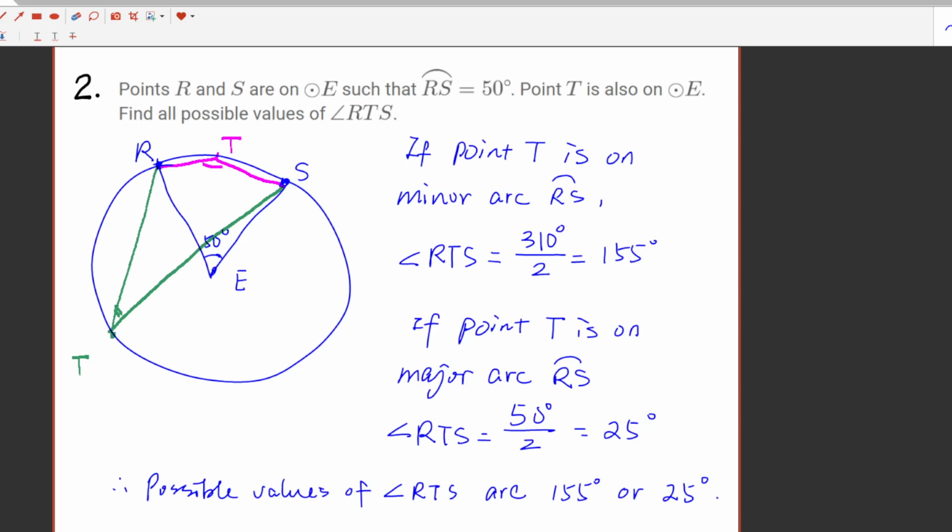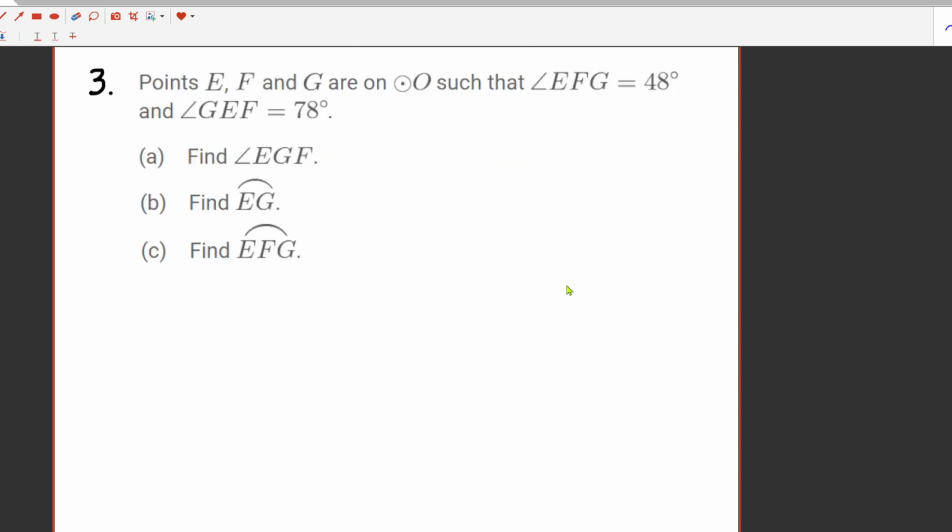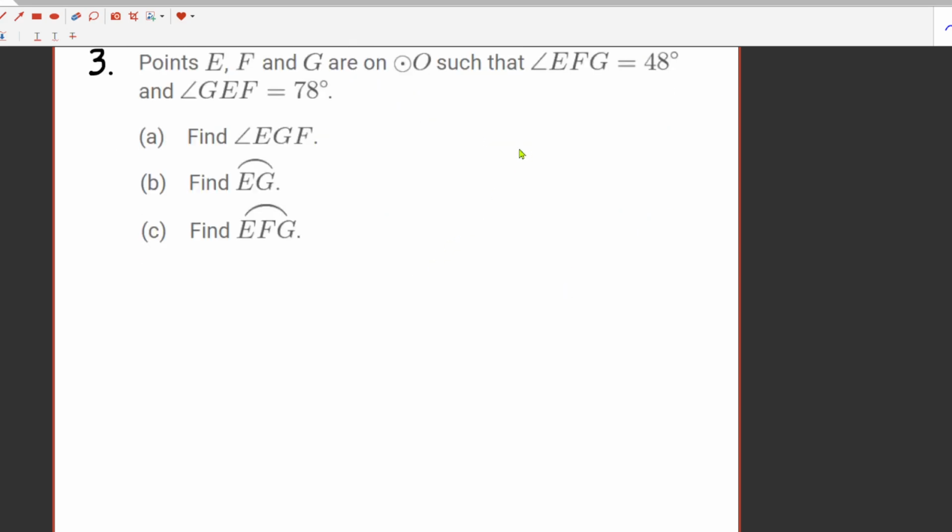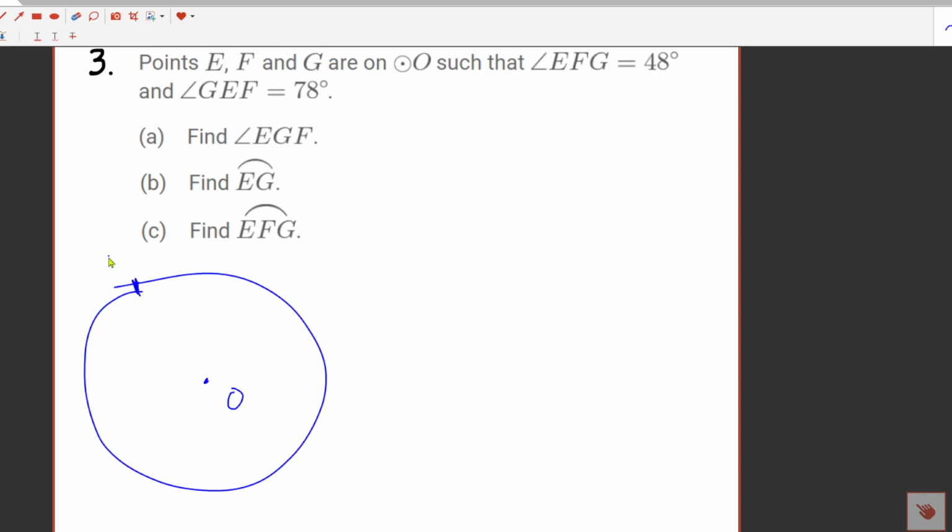Okay, good. Then let's have a look at the next one. Question number 3. Points E, F, and G are on circle O. Okay, let's draw a circle O. Suppose this is point E. There's another point F and G, such that angle EFG is 48 degrees, angle GEF is 78 degrees. So we have 3 questions.